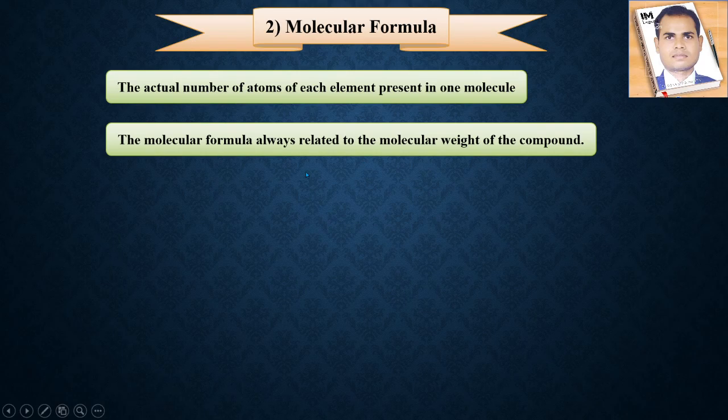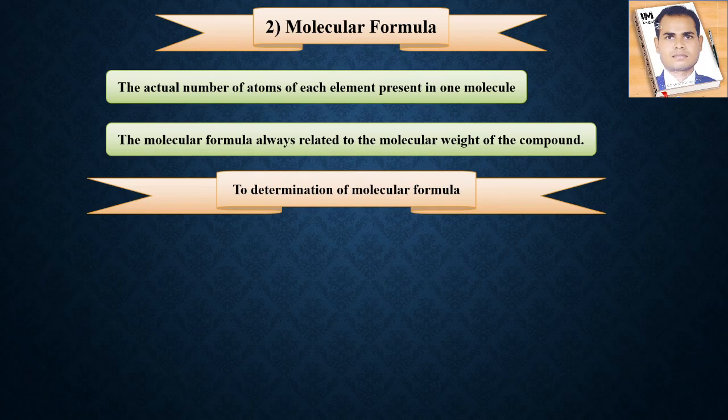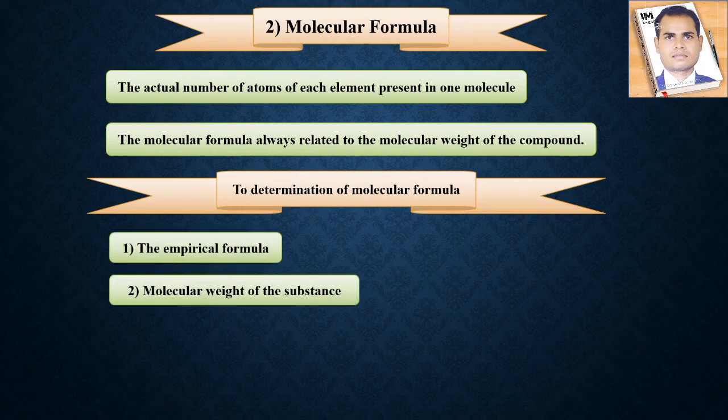So the molecular formula is always related to the molecular weight of the compound. Like this we have to calculate the determination of the molecular formula. How can we determine the molecular formula? Some rules are given for that. We should know the empirical formula, and for that the molecular weight of the substance also we have to know. So by using a formula we determine the molecular formula.